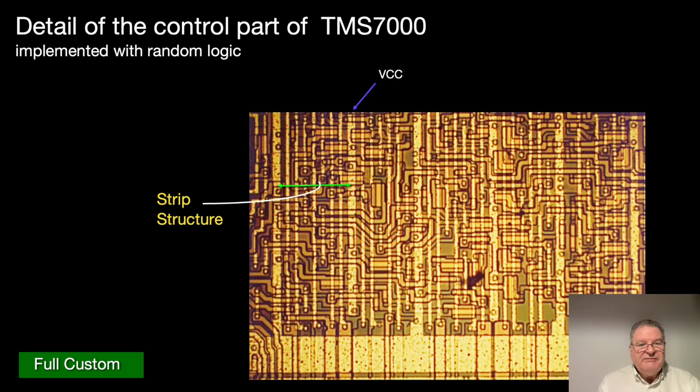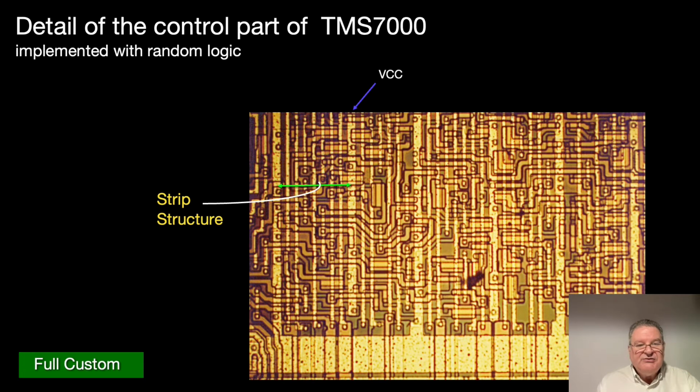So here is the TMS 7000. This is also very compact. It's another example of a control part that was fully designed by hand. So the challenge is how we can do automatic synthesis producing such a dense layout.